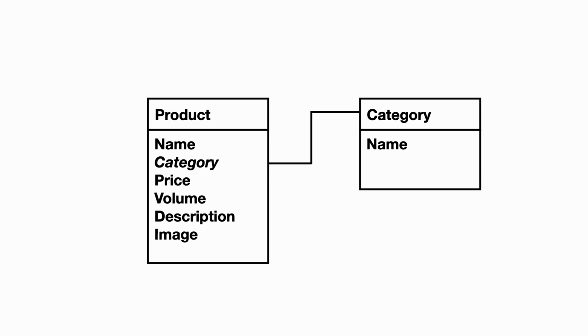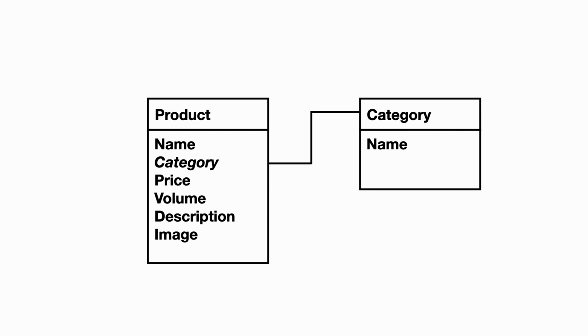At this moment, the system contains one model, the product model. Here you see the class diagram. A second model will be added. The category model will only have one attribute, the category name. Then, the product model gets a relationship to the category model. Each product will have a category.